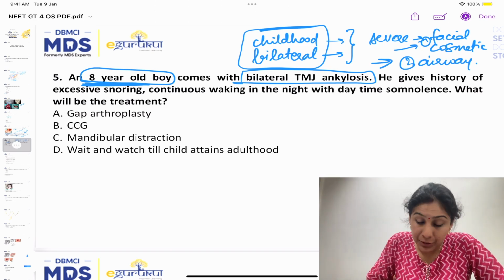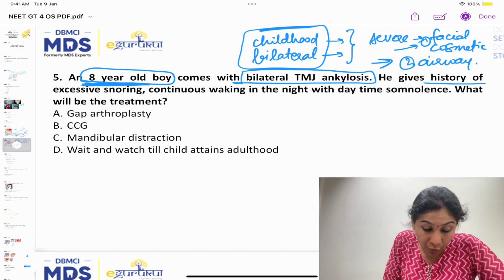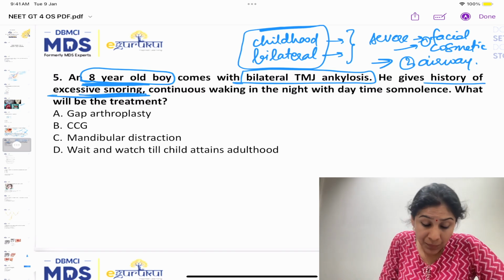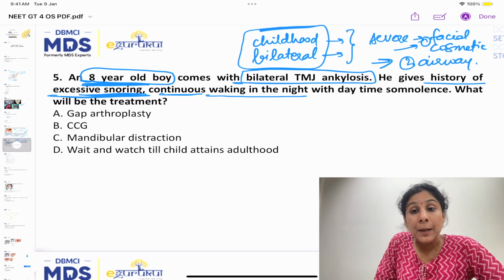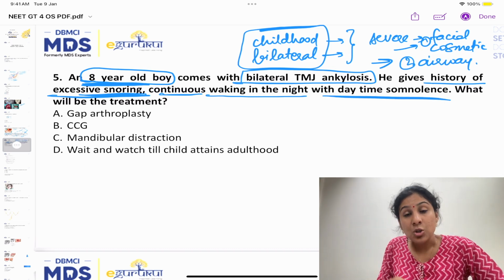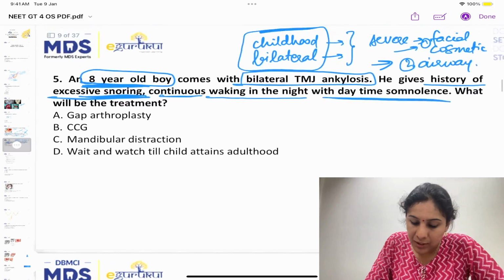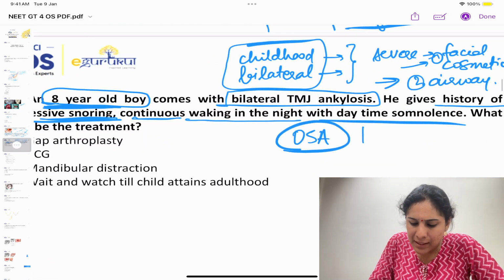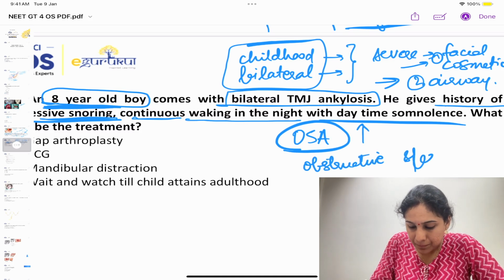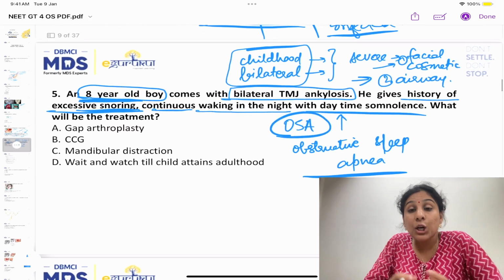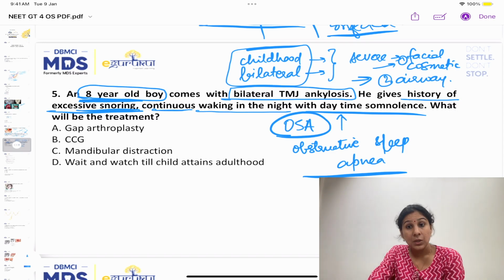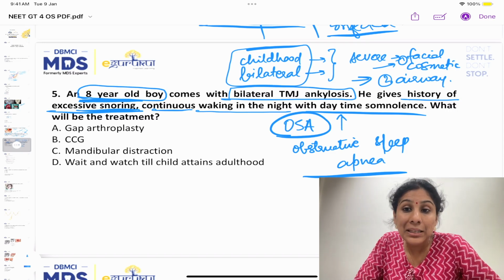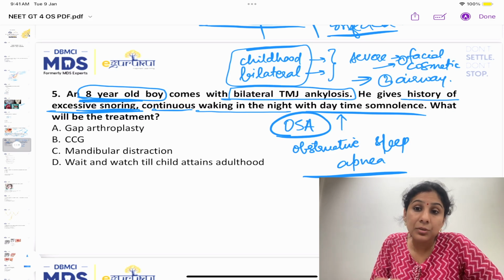Now coming to the next part of the question. The child gives a history of snoring, excessive snoring, continuous waking up in the night, and daytime somnolence. So all those who have listened to the obstructive sleep apnea lecture, OSA, you all know that these are typical features of obstructive sleep apnea, which is one of the very common complications that early or childhood TMJ ankylosis can cause. So OSA is very commonly seen in young children with TMJ ankylosis.